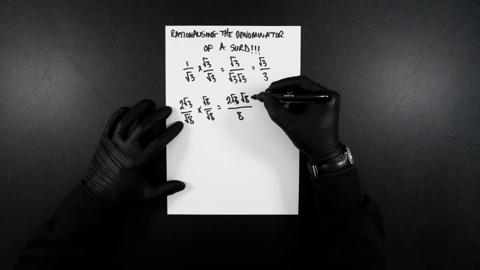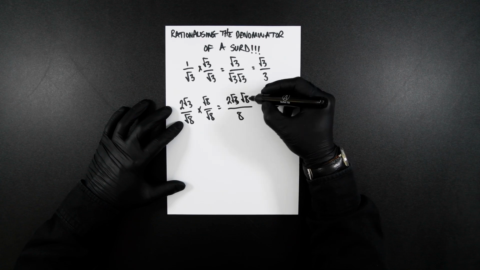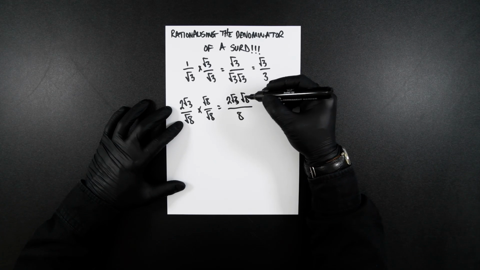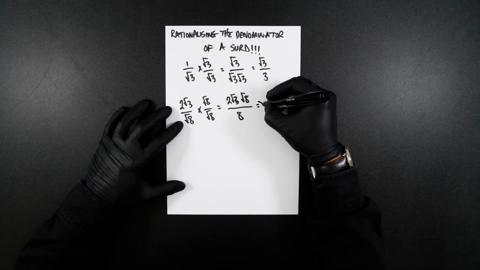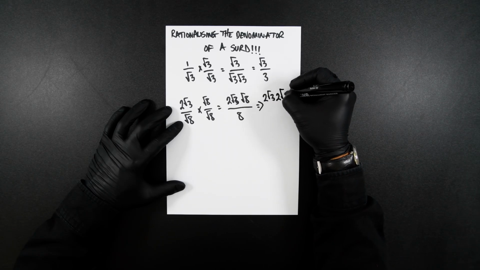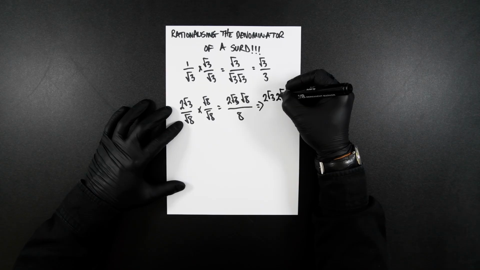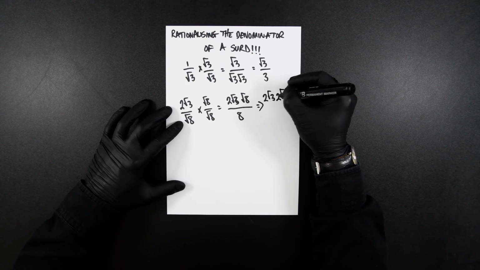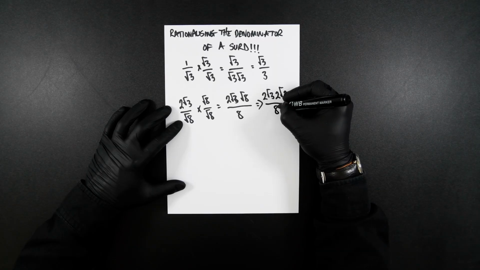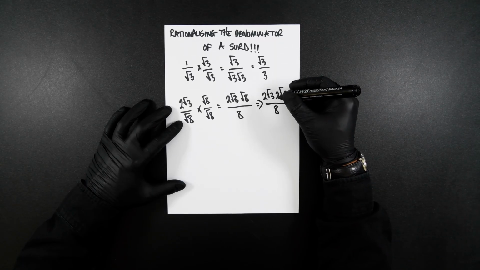This root 8 can be simplified because you can take out whatever squared number is in here. So root 8 can be represented as 2 root 2. So that's then going to become 2 root 3, 2 root 2. Because if I do 2 squared, which is 4, times 2, it becomes root 8. So that's how you simplify it. It's not really a video about simplifying surds, but you probably should know how to do that if you're rationalizing the denominator anyway.